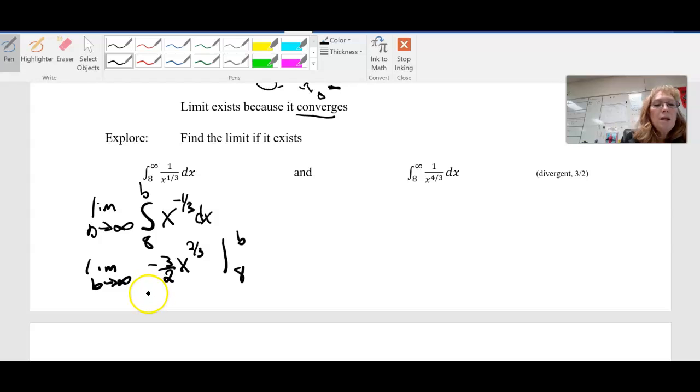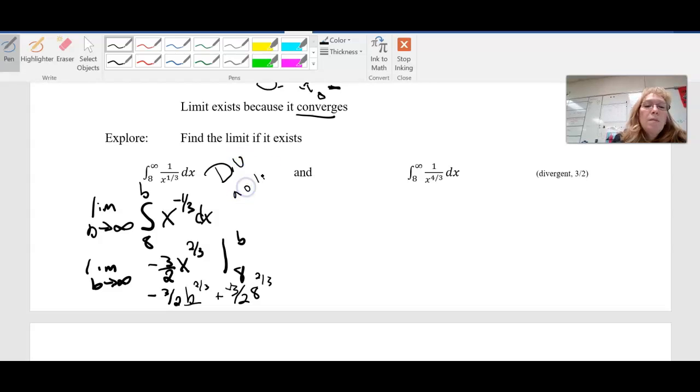Well, when we plug this in, this is negative 3/2 b to the 2/3 power minus a negative 3/2, 8 to the 2/3 power, or plus a positive. Well, now, as we put in infinity for b, that's going to continually get larger because it's the 2/3 of infinity. Since it's continually getting bigger, this guy diverges.